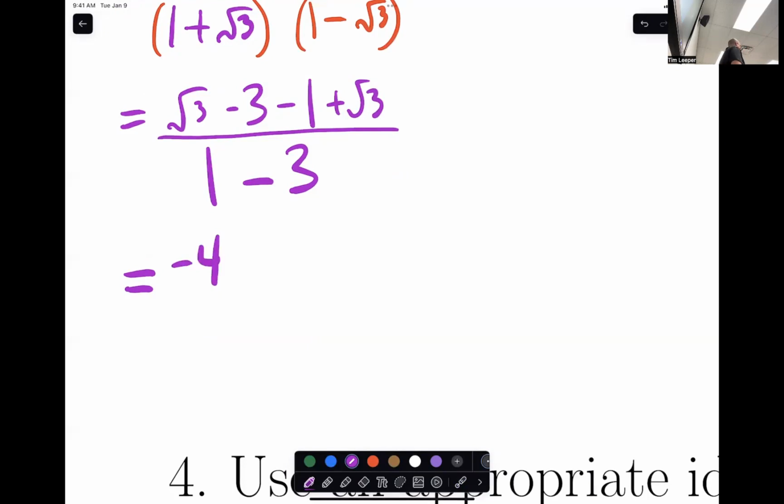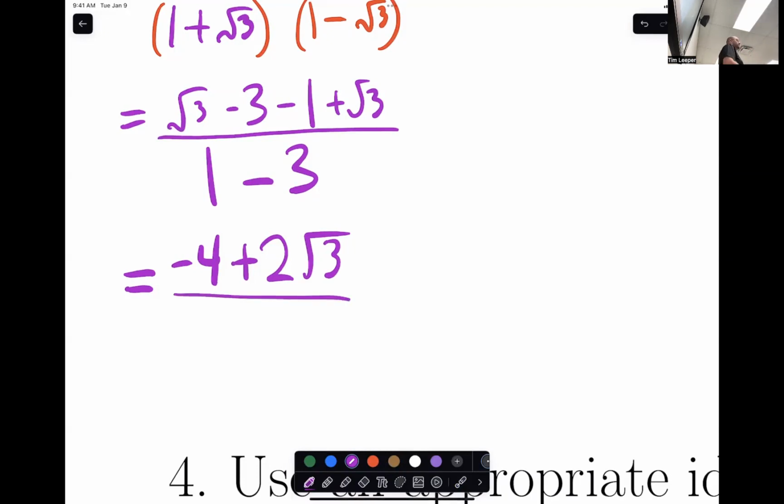Yes, negative 4. Your brains aren't dead, are they? Negative 3 minus 1. Square root of 3 plus square root of 3. About 2 square root of 3. Good. If it's x plus x, what do you get? 2x. And if x is square root of 3, then you get 2 square root of 3.